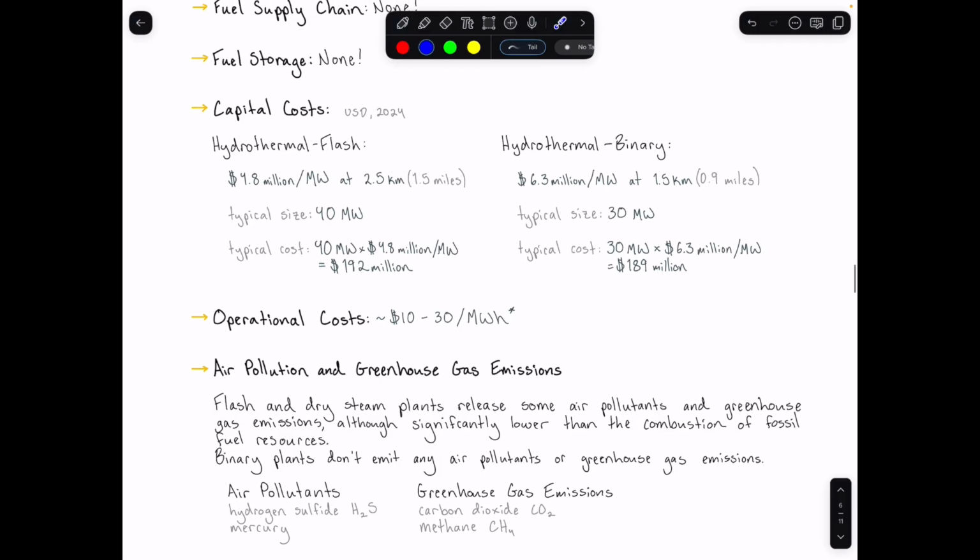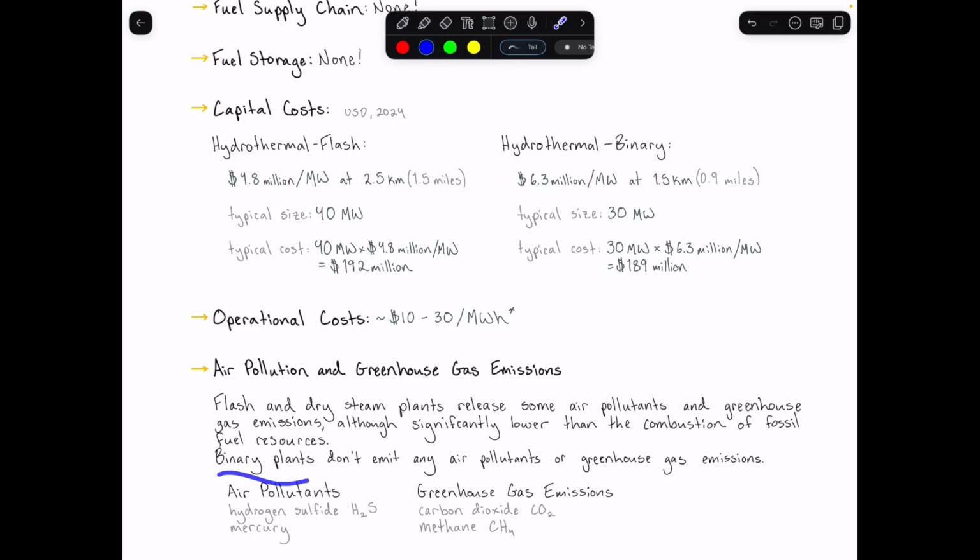All right, now for air pollution and greenhouse gas emissions. Dry steam and flash steam geothermal power plants release small amounts of naturally occurring gases from the underground reservoirs. For air pollutants, this includes hydrogen sulfide and mercury, and for greenhouse gases, it includes carbon dioxide and methane. However, I do want to emphasize that these emissions are much lower than those produced by coal, crude oil, and natural gas fired power plants.